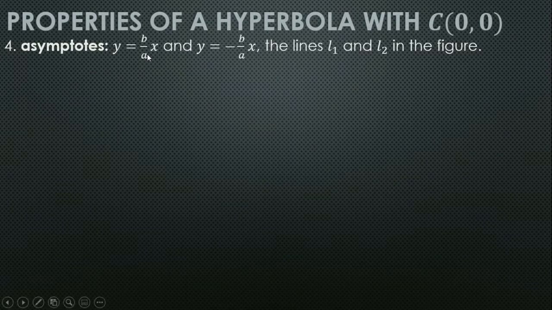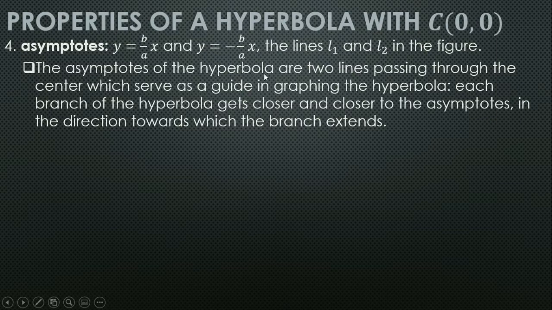Asymptotes, y is equal to b all over a x and y is equal to negative b all over a x. The lines L sub 1 and L sub 2 in the figure. Yun yung horizontal line, ay yung diagonal lines. Okay, asymptotes. The asymptotes of the hyperbola are two lines passing through the center, which serve as a guide in graphing the hyperbola. Each branch of the hyperbola gets closer and closer to the asymptotes in the direction towards which the branch extends. Okay? Palapit na siya ng papalapit doon sa ating asymptotes.